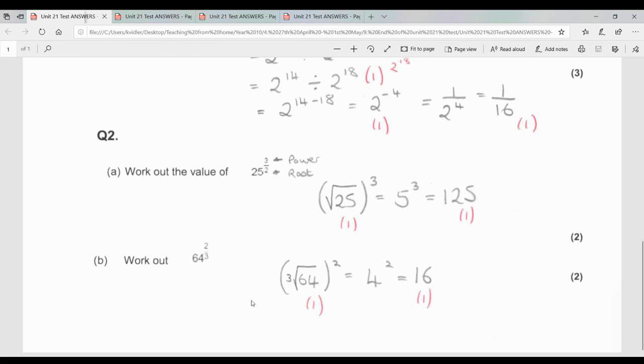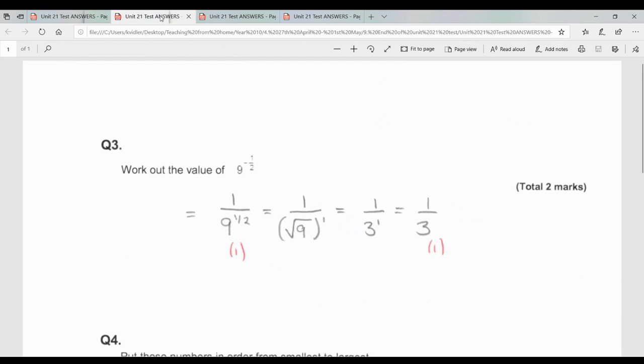Part B then, we've got the cube root, because it's on the denominator, of 64. Then square it. The cube root of 64 gives us 4. 4 squared gives us 16. So at that point, 2 marks for the 16, or 1 mark for our working out bit at the start there. So again, RAG yourself for question 2. Question 3 then, we've now got a negative fractional index law.